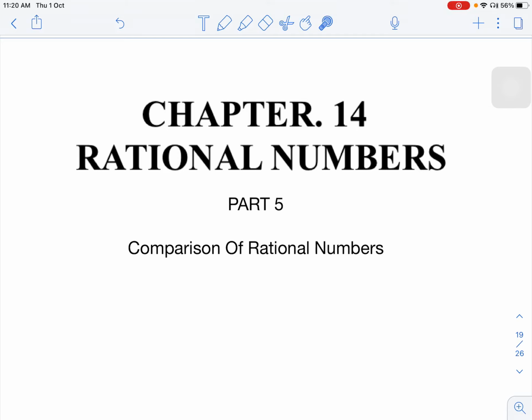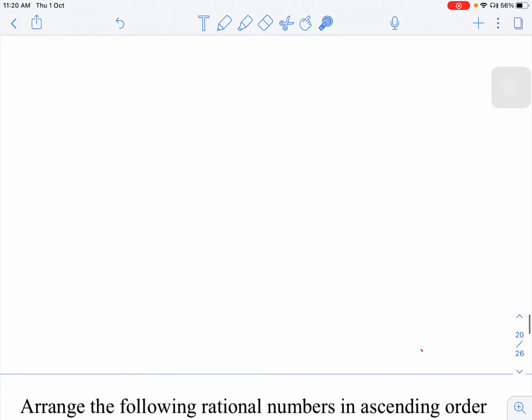So hello students, today we are going to learn part 5 of chapter number 14, that is rational numbers of class 7. In the previous period we have learned about comparison of two rational numbers. In this period also we are going to learn about comparison of rational numbers but of more than two numbers. Okay, so let us start it.